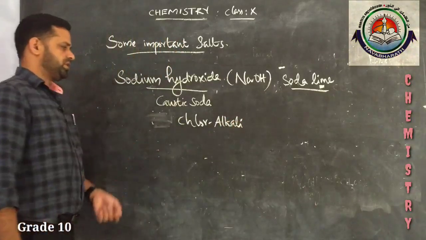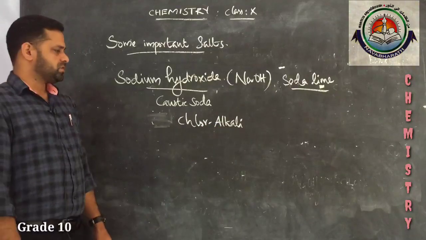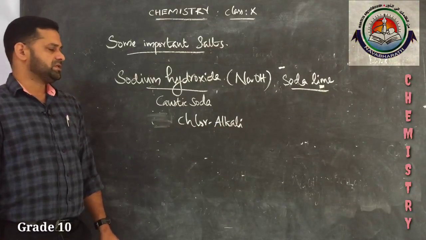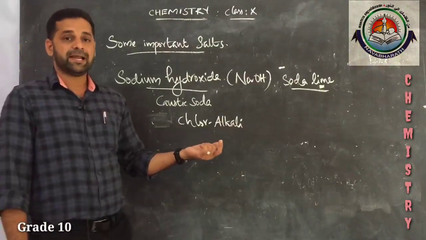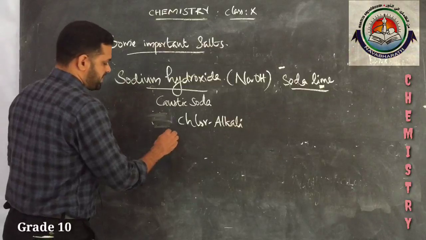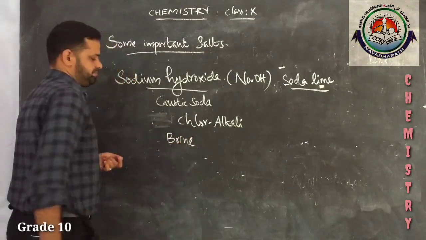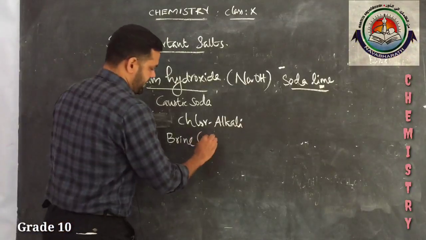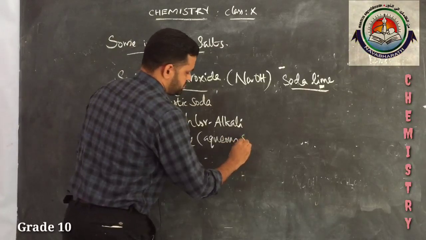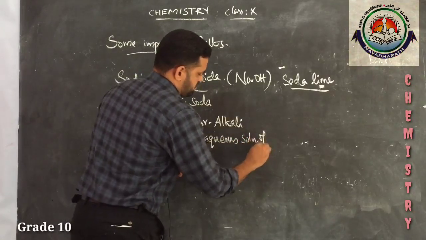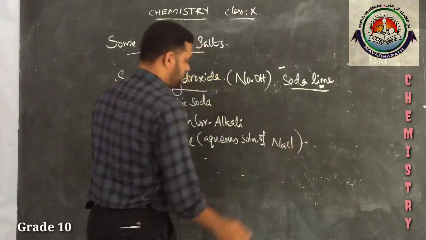Chlor-alkali process. It is prepared by the process that is called a chlor-alkali process. So, what is the chlor-alkali process? It is the electrolysis of brine. What is brine? Brine means aqueous solution of NaCl, sodium chloride. That is called a brine.